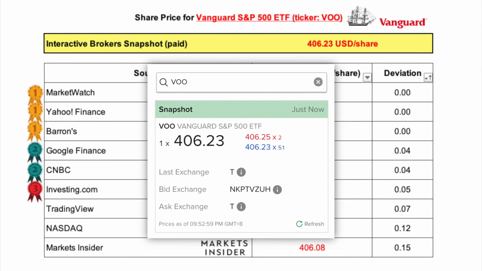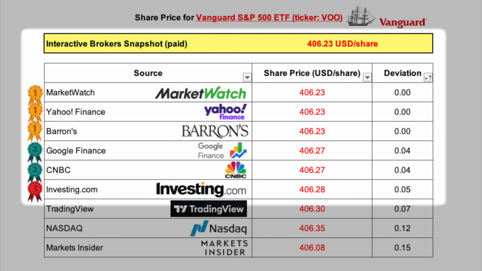VOO. So here's the result. The top spot is a 3-way tie between MarketWatch, Yahoo Finance, and Barron's because they are all the same as the live share price. Second place goes to Google Finance and CNBC with a 4 cents deviation, and third place goes to Investing.com with a 5 cents deviation. Not a huge deal by all means.